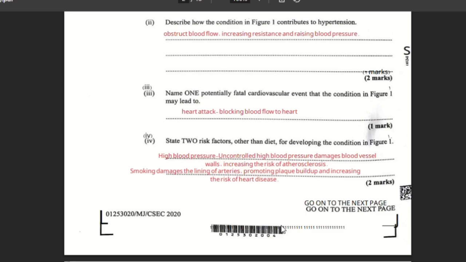So these are two other risk factors that you can mention other than diet. You cannot just say cholesterol and the like, causing the plaque to build up in the blood vessel. So you can mention these two: high blood pressure. If the person already has it before, then they are at risk of potentially developing this condition, and also if they are a smoker, then it can damage the lining of the arteries and lead to this condition. So those are two risk factors that you can consider.